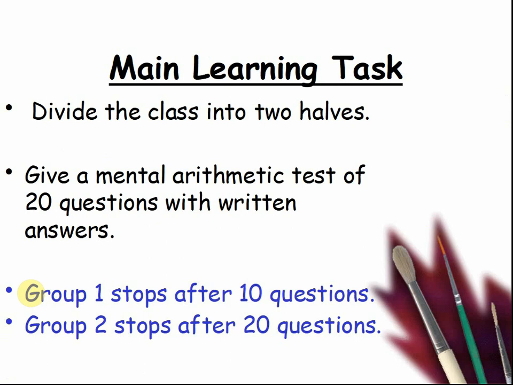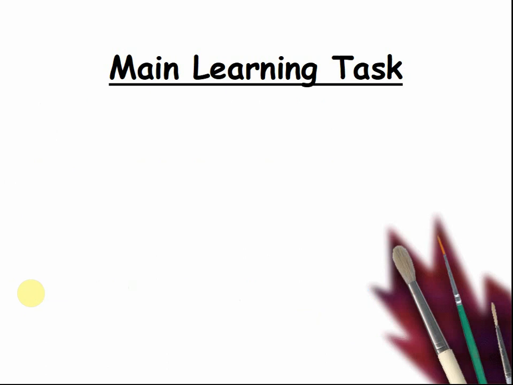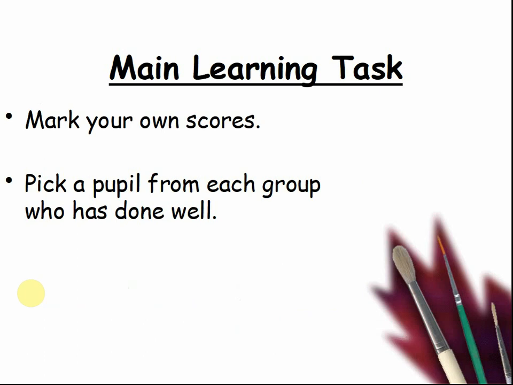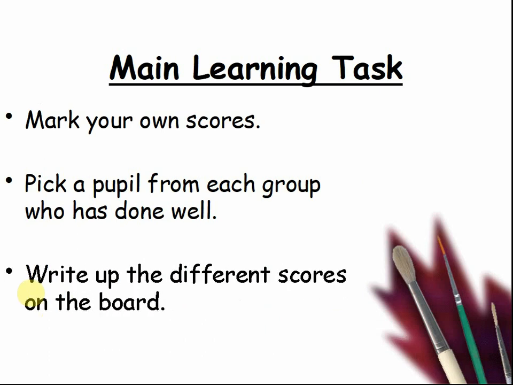The main learning task: divide the class into 2 halves. Give a mental arithmetic test of 20 questions with written answers. Group 1 stops after 10 questions. Group 2 stops after 20 questions. Pause the video until you have completed this activity. Mark your own scores. Pick a pupil from each group who has done well. Write up the different scores on the board. Pause the video when you have completed these activities.